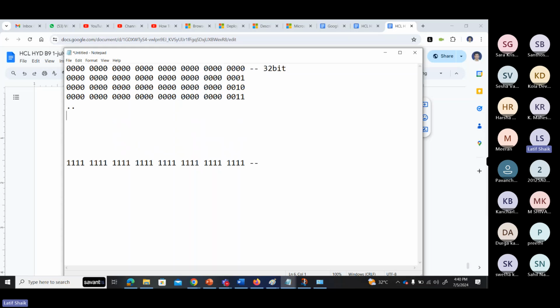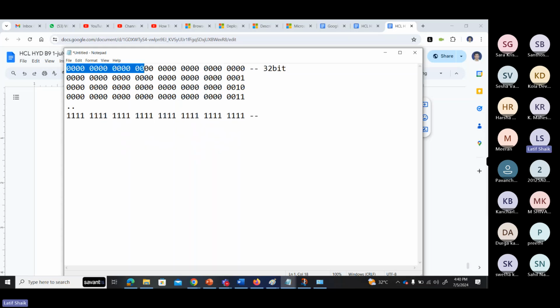So what did the people do? They divided this entire 32 bits into 4 parts. They put a dot here, and another dot here, and another dot here. So it is 4 parts: part 1, part 2, part 3, part 4. This entire 32 bits is divided into 4 parts. So this is how our IP address becomes.